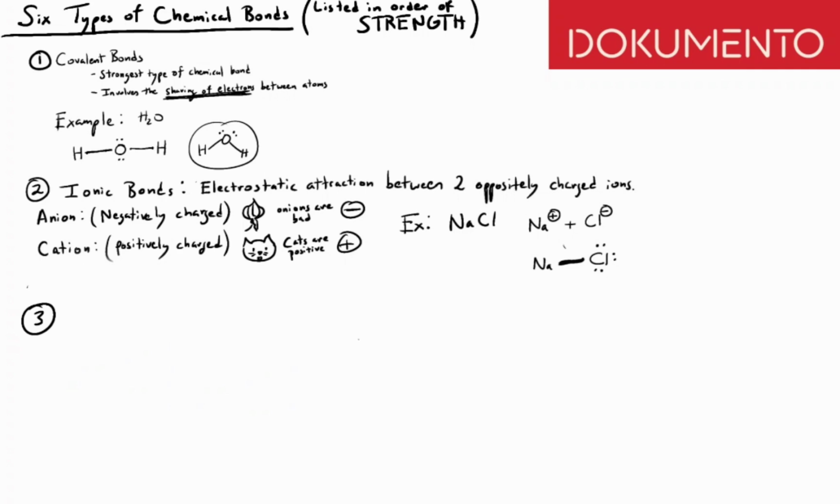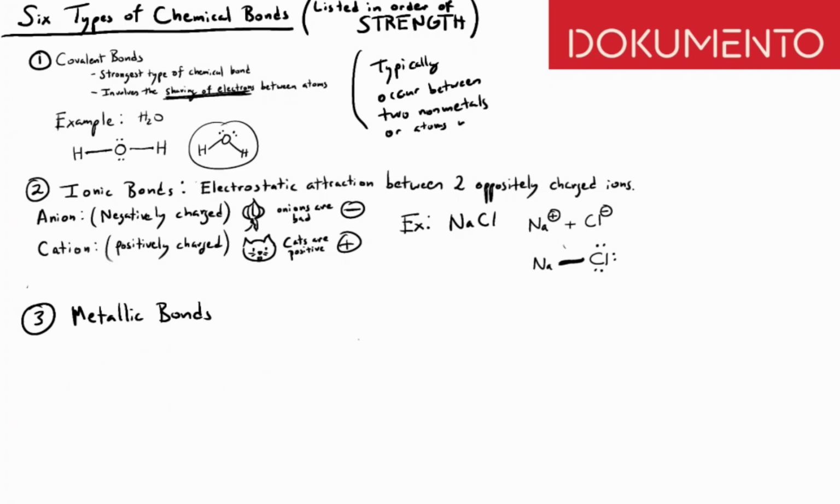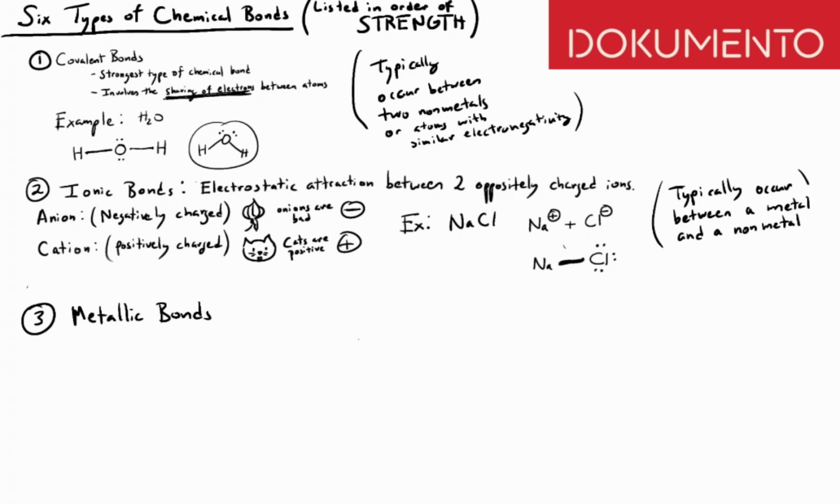So then we have the next type of bond, the third strongest, which is the metallic bond. And actually, before I continue, I just want to note that covalent bonds typically occur between 2 nonmetals, or atoms with similar electronegativity. Just as we said before, ionic bonds typically occur between atoms such as metals and nonmetals, which have differences in electronegativity. Now we have metallic bonds, and those are going to be found in metals. So those are metal-metal bonds.